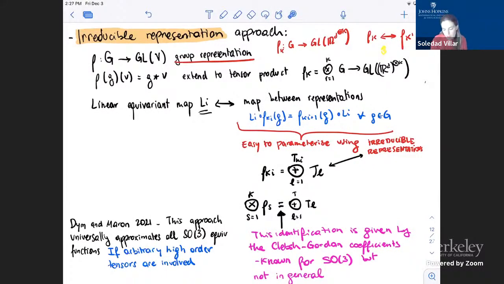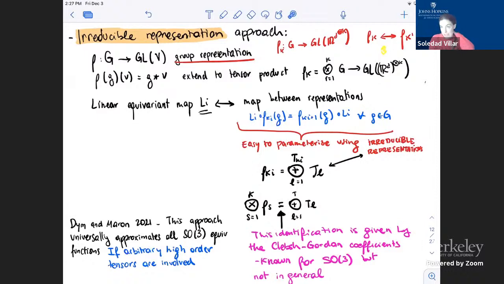In our case, where we were looking at tensor products of the inputs, I will need to write the tensor representation in terms of irreducible representations. And in order to do this, you need to compute the Clebsch-Gordan coefficients, which are known for some groups, but not known in general, or are sometimes hard to compute.